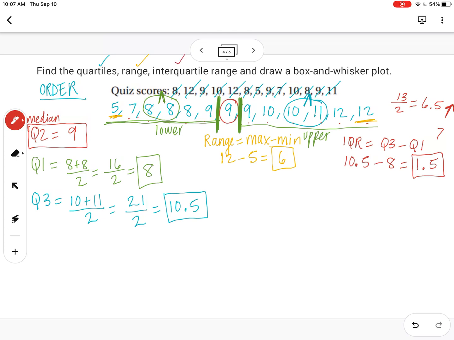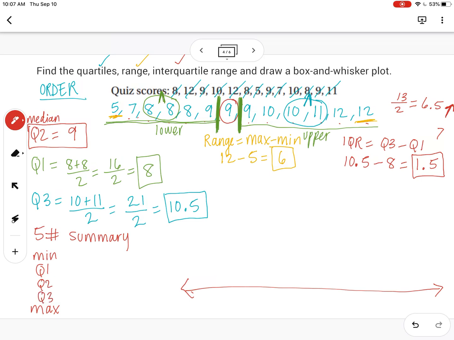All right, so we have done everything so far. Our last step is drawing a box and whisker plot. So what you need to know here is what is included in our box and whisker plot, and that's called the 5-number summary. The 5-number summary are these 5 things: our minimum, our maximum, and our quartiles 1, 2, and 3. So our minimum is 5, our maximum is 12, and we already have our quartiles 1, 2, and 3 up there, which are 8, 9, and 10.5.